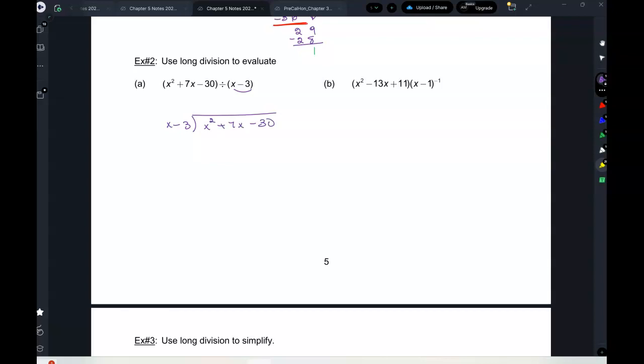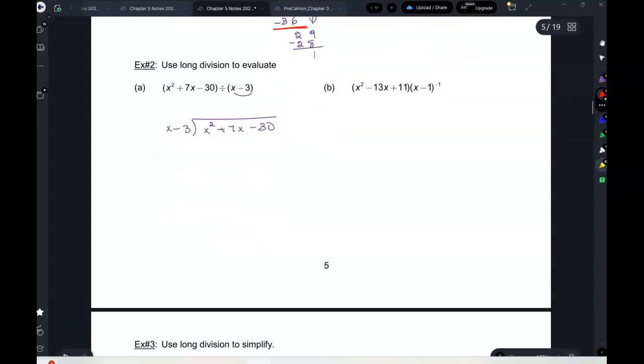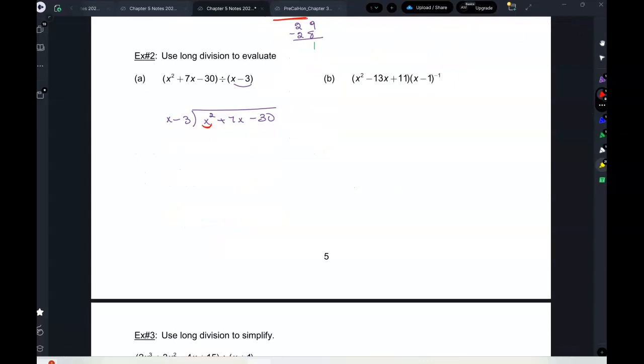Okay, so do you remember here what we did? The first number divided by the outside number. That's what we're going to do here. The first number divided by the outside number. And you know what? I'm going to use my scratch paper for this. What does that give me? X squared over x gives me what? Just x. So I put that number x up here.